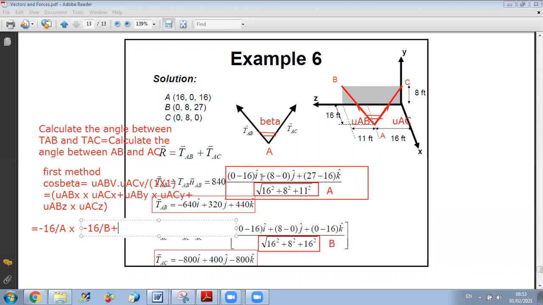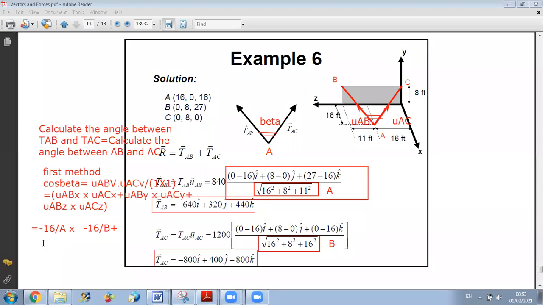Now I will multiply the Y component. What is the Y component of the unit vector AB? Who will tell me? Look at the expression here. What is the component of UAB along Y? 8 over A. Very good. I look at the j component, it's 8, and I divide by A.